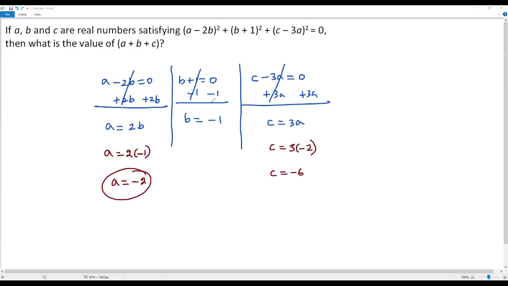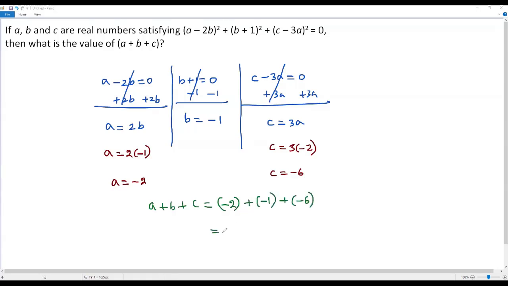Okay, I got the value of A, the value of B, and the value of C. Now we can get the value of the expression A + B + C. Okay, let me do it over here. A + B + C. And for A, we can plug in −2. And for B, we can plug in −1. And for C, we can plug in −6.